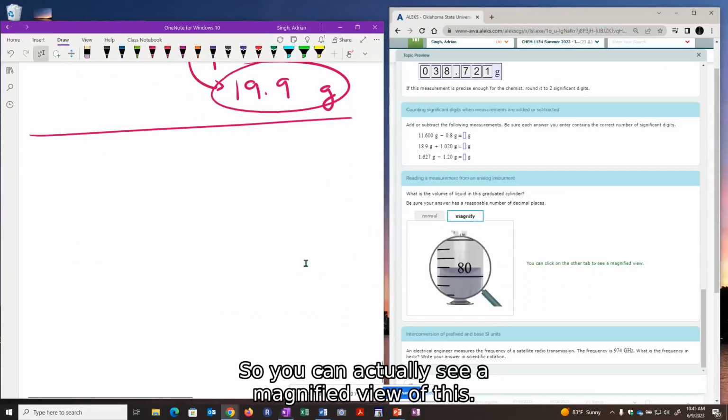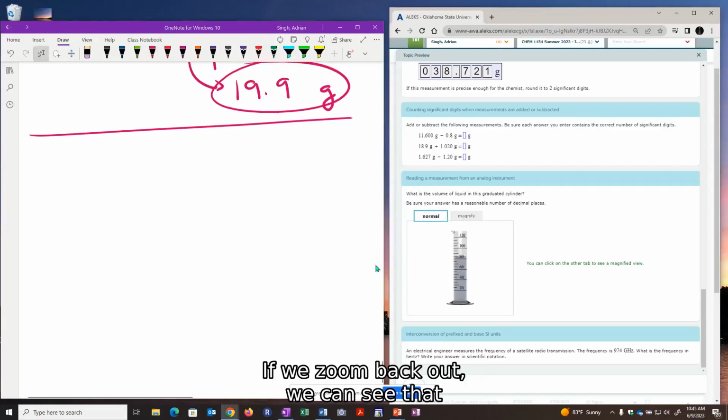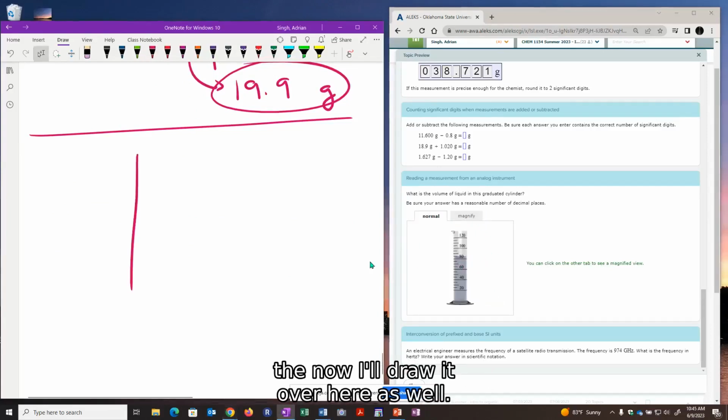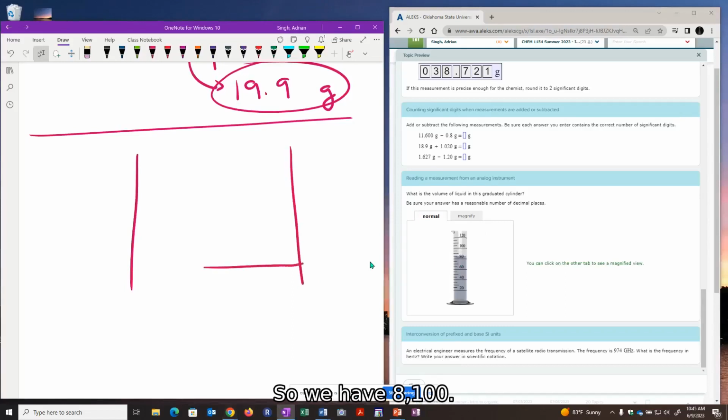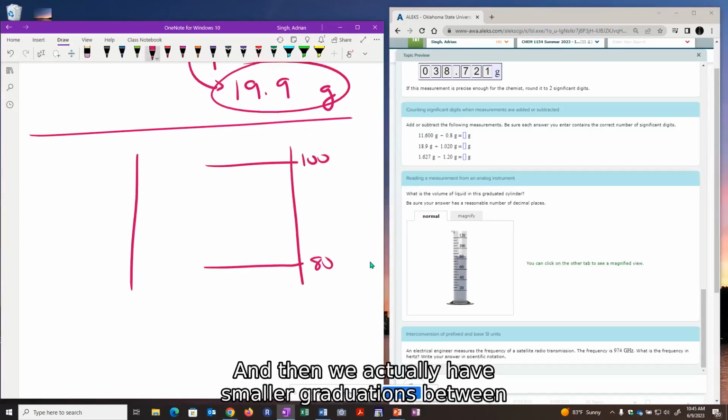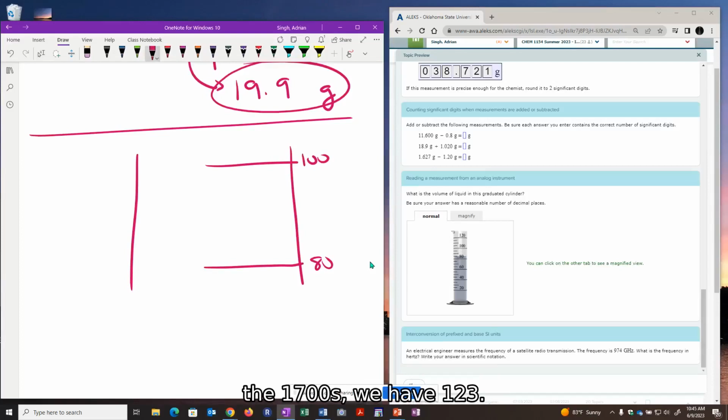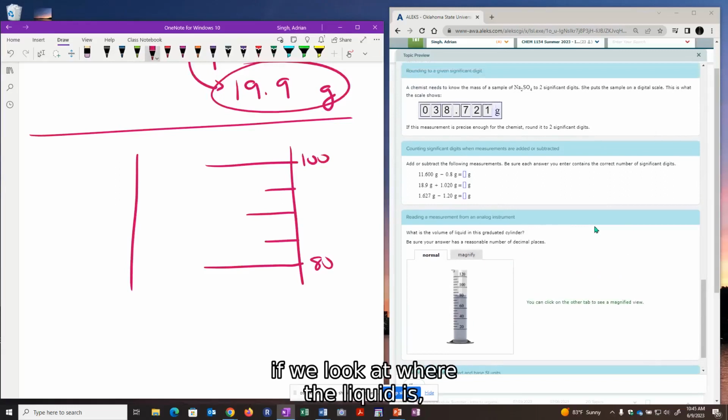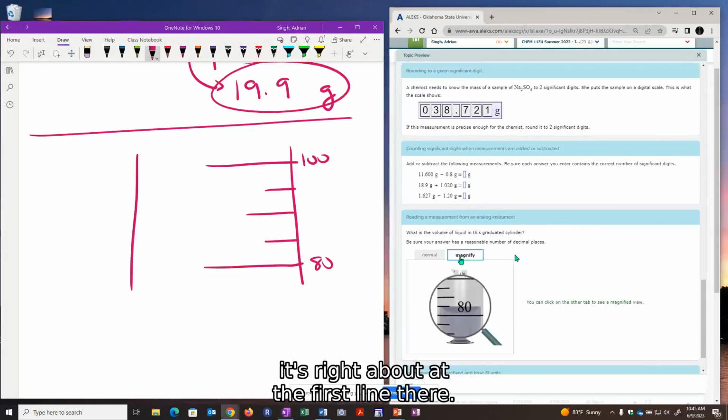So you can actually see a magnified view of this. So if you zoom back out, we can see that and I'll draw it over here as well. So we have 80, we have 100, and then we actually have smaller graduations between the 80 and the 100. We have, let's see, 1, 2, 3. So we got this one, got a bigger one, we got another one there.